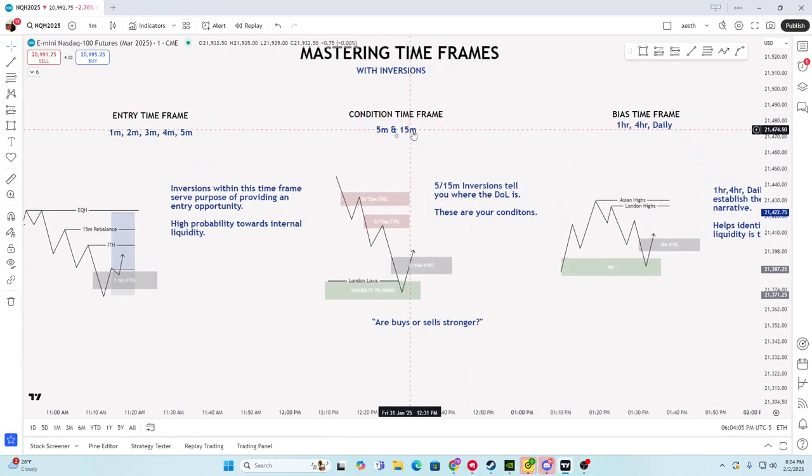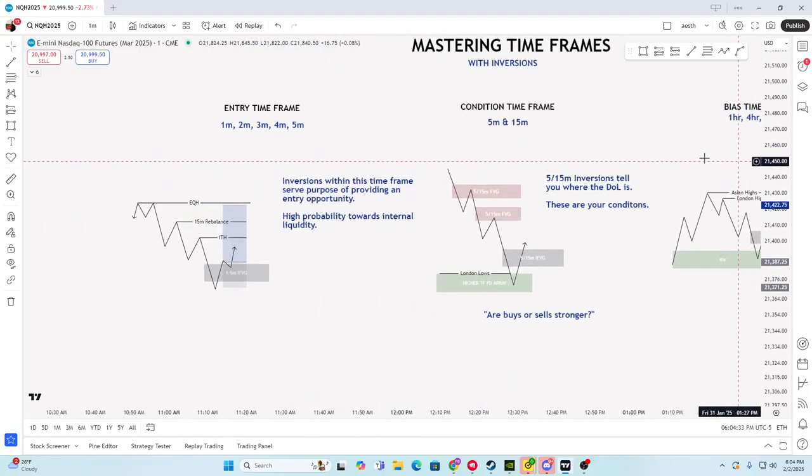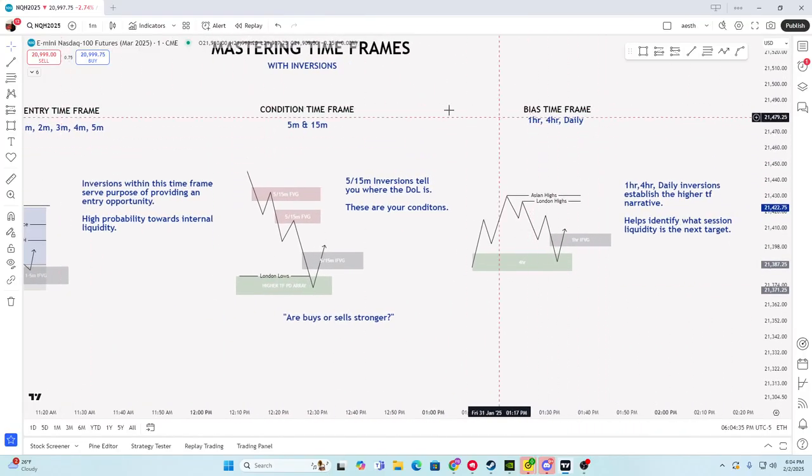So the 5 and 15-minute inversions, to me, this is probably the most helpful time frame, because the 5 and 15-minute are really going to tell you where the next internal liquidity is and where the drawn liquidity is on the lower time frame. If you're not utilizing the 5 and 15-minute inversions to help you know whether you want to be longing or shorting, then you're making a huge fucking mistake. Don't just go into the hourly and then drop into the 1 minute, right? You've got to use time frame alignment.